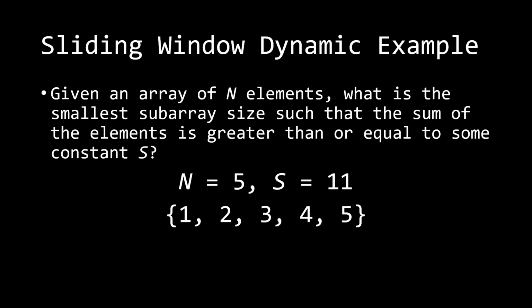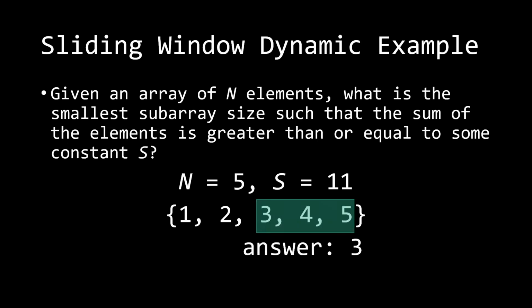Another example we can see is when n is equal to 5 and s is equal to 11. We have the elements 1, 2, 3, 4, and 5. If we wanted the smallest subarray size where the sum is greater than or equal to 11, we have 3, 4, and 5, giving an answer of 3, because that is the size of the subarray.